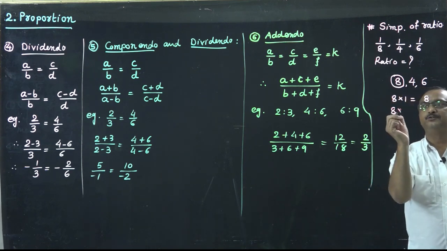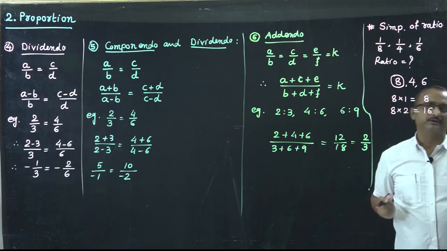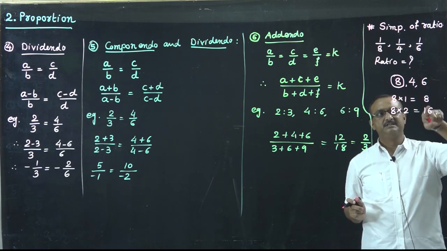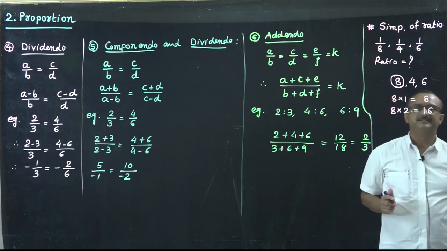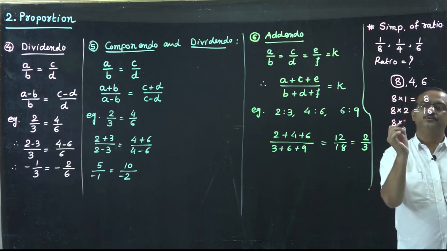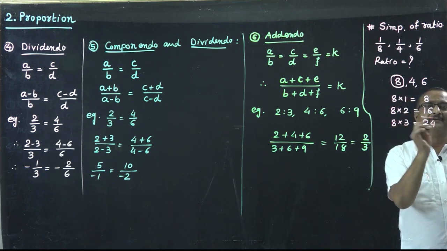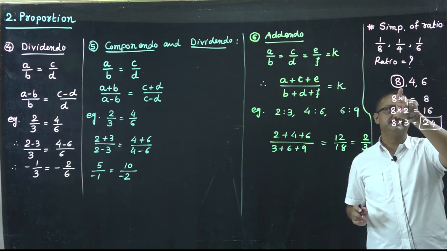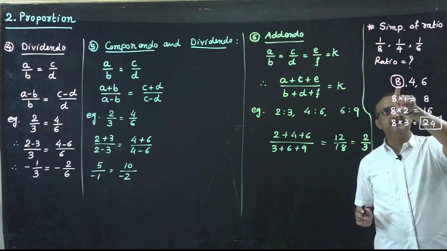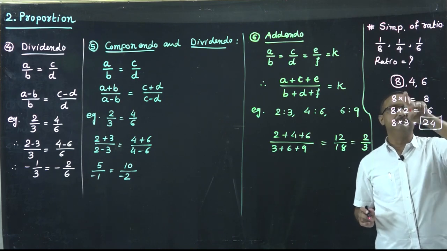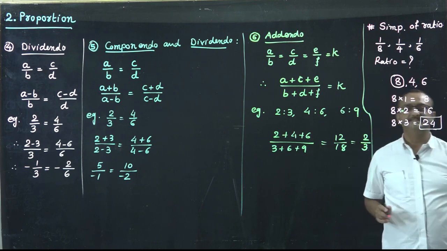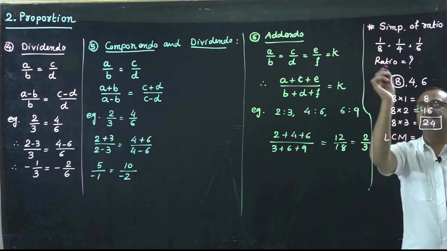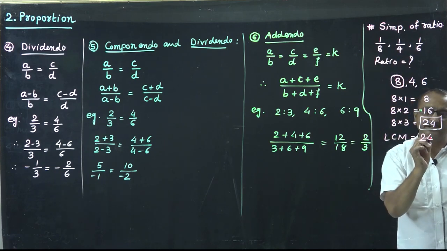Now 8 2s are 16. Okay, can 16 be divided by all three numbers? No, because 16 cannot be divided by 6. Now 8 3s are 24. Is 24 divisible by all three numbers? Yes. 24 is divisible by 8, 24 is divisible by 4, 24 is divisible by 6. So LCM of these three numbers is 24.